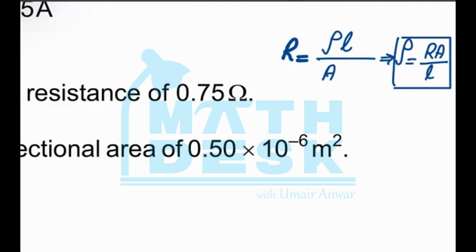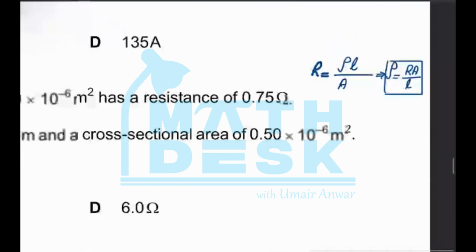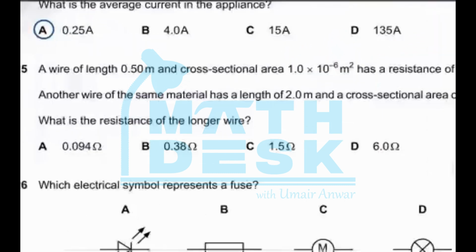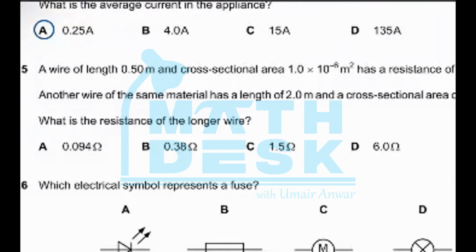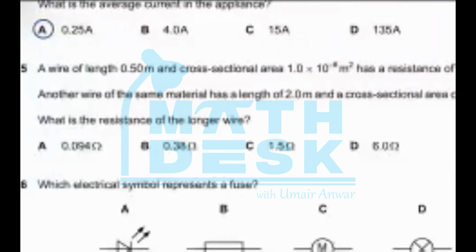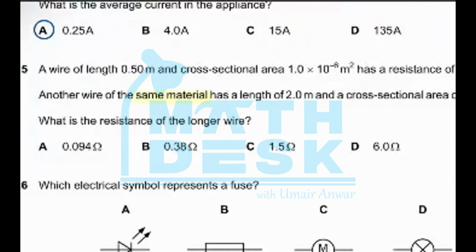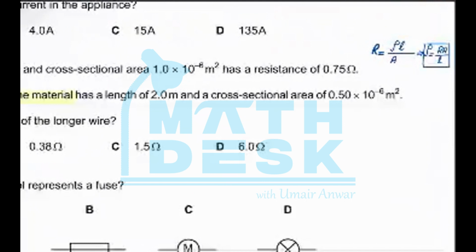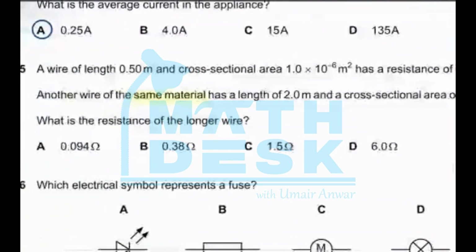Next part of the question says another wire of the same material. So material is same, which means that the value of resistivity is not going to change, has a length of 2 meters and a cross-sectional area of 0.50 into 10 raised to minus 6 meters square. What is the resistance of the longer wire? Which means that they're asking the resistance of 2 meters wire, which is the longer wire.